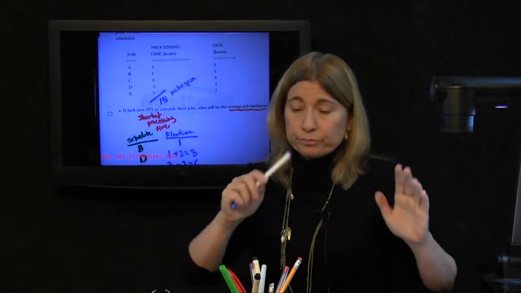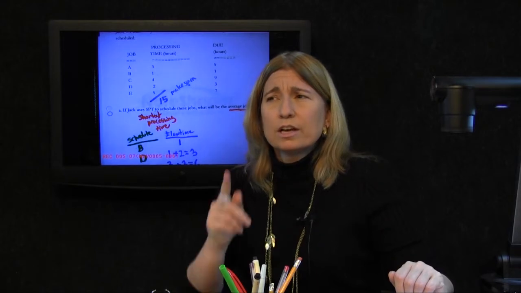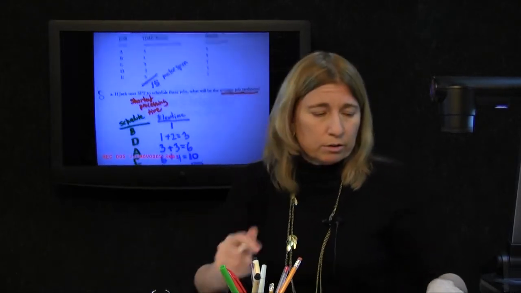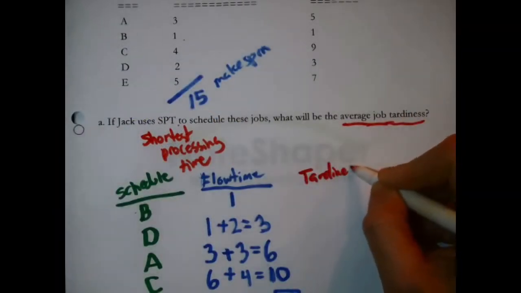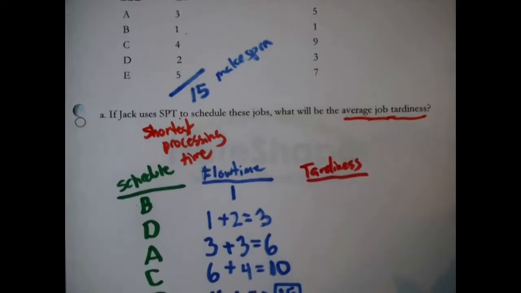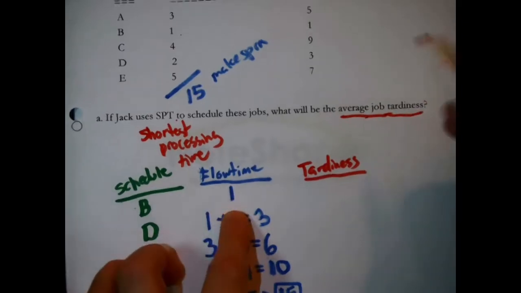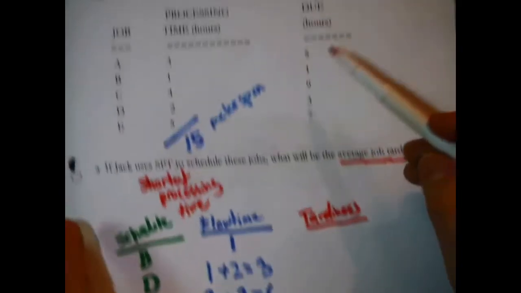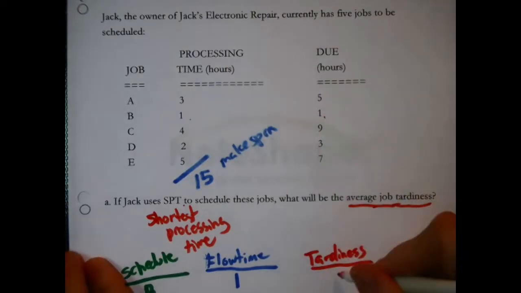Now, we were trying to answer a question on what's the average tardiness. That means that we need to calculate the tardiness for each one of these jobs now. That's another column in our worksheet. Tardiness. Well, the flow time for job B is 1 hour. That means it'll be done in an hour. I compare it to when job B was promised, in 1 hour. It'll be right on time. That means it won't be tardy.